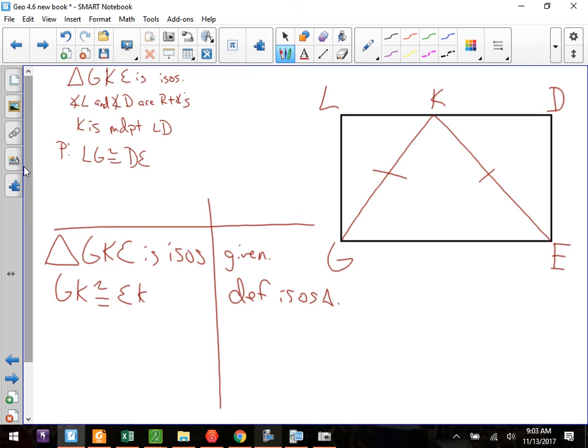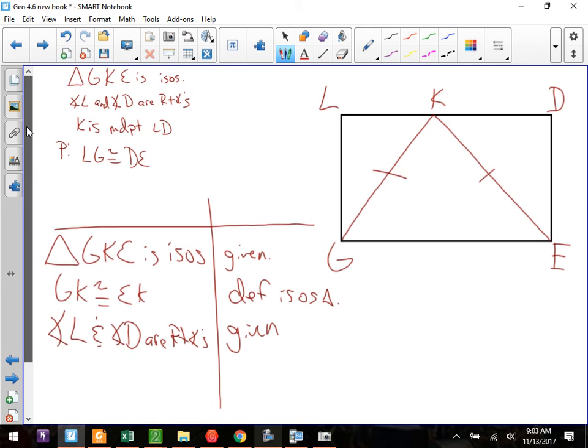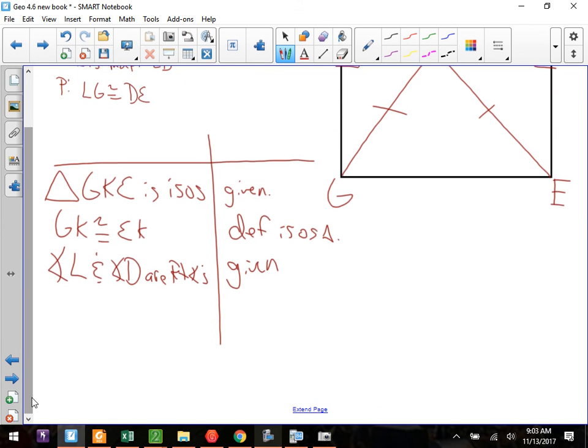Next given says L and D are right angles, so we write it out. So what should I do to my diagram? Put the little right angles in. Which means that they have to be congruent. All right angles congruent.